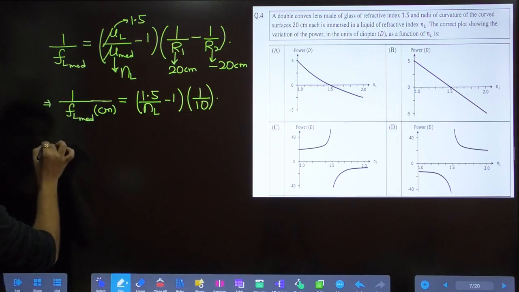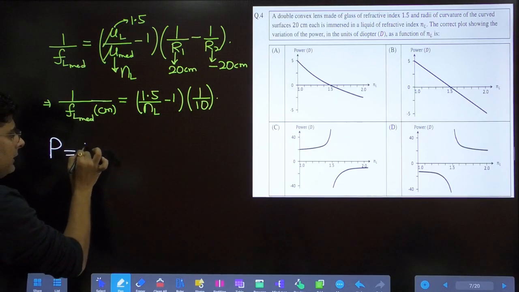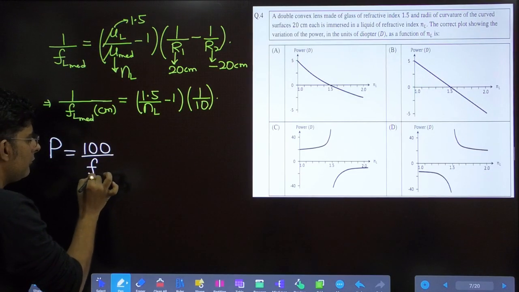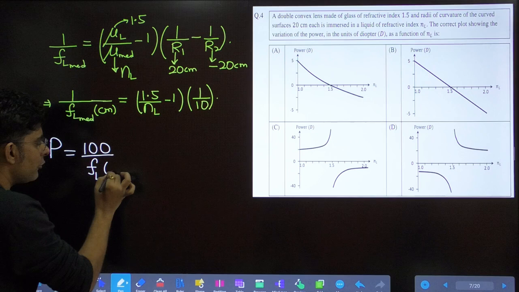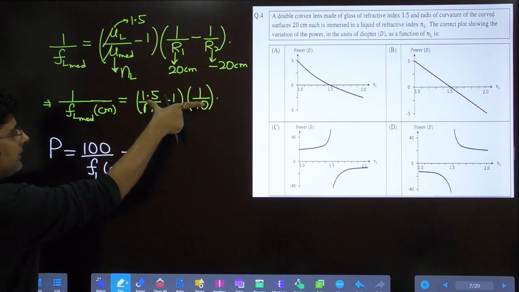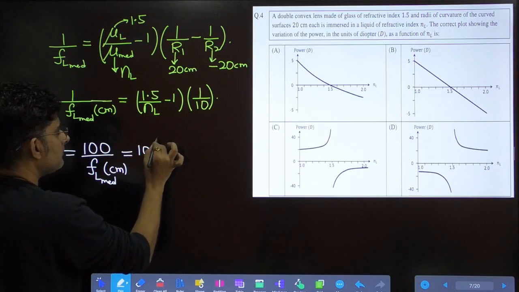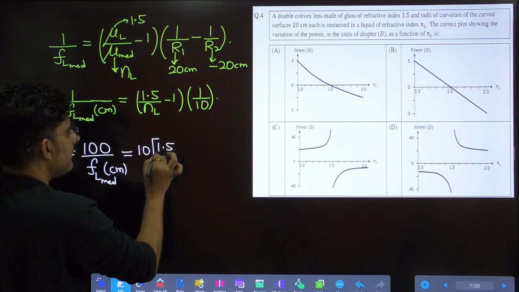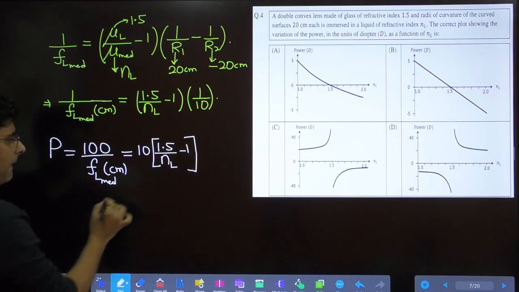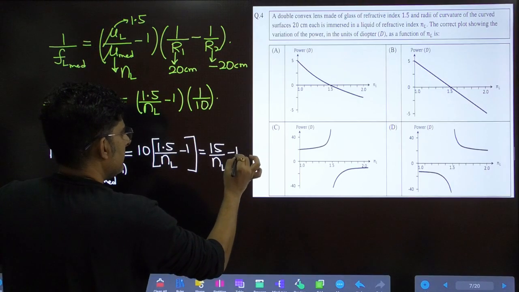Now next thing, if we just write the power of the lens. So power in diopters, just if power is asked, so 100 by focal length of lens in medium, if you take the focal length in centimeter. So to write power in diopters, we write like this. So we simply need to multiply this expression by 100. So when you multiply by 100, 100 by 10 becomes 10, we have 1.5 by NL minus 1. So if you break this, you will get 15 by NL minus 10.